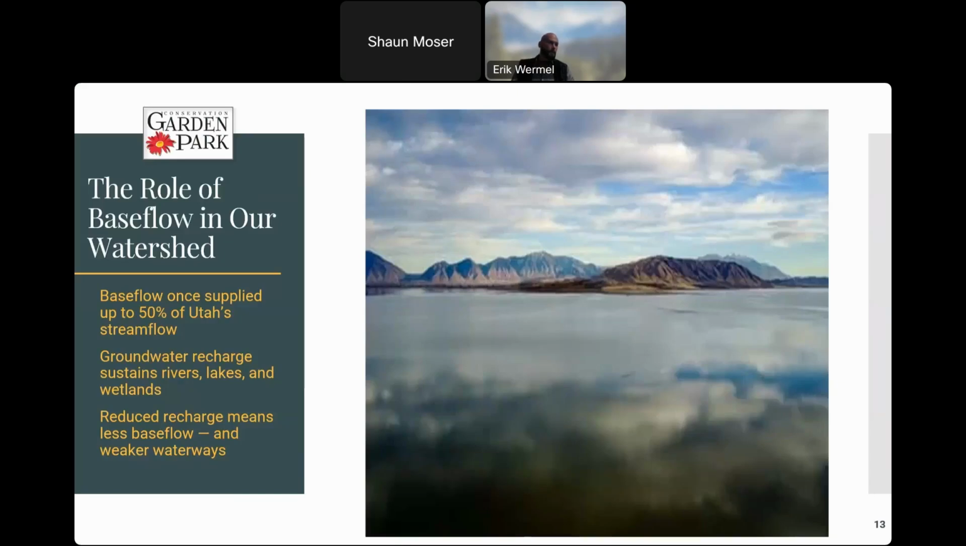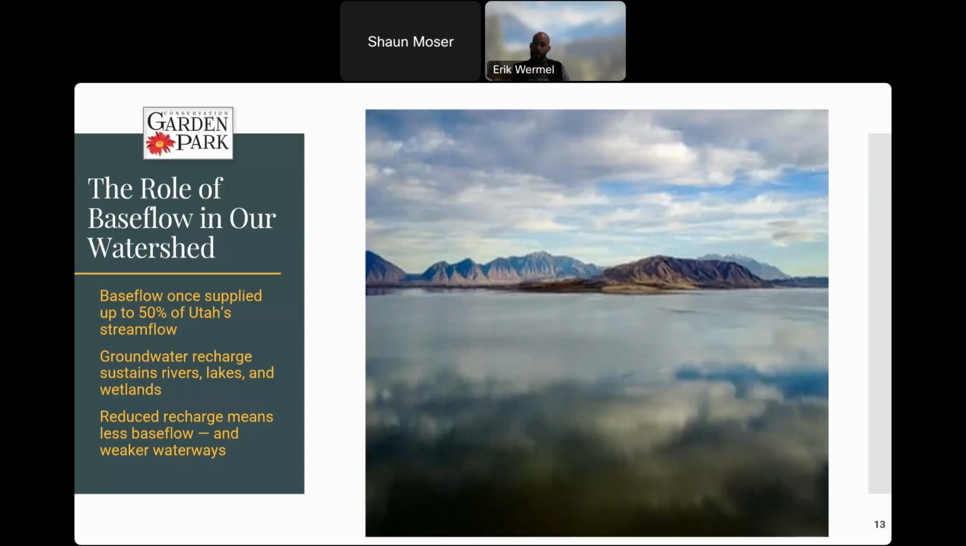So what's the role of base flow in our watershed in particular? Now that we've seen how groundwater supports stream flow, let's talk a little bit about what happens when it disappears. So historically, base flow in our watershed supplied up to 50% of Utah stream flow annually. So up to half was supported by base flow. But as we've built over natural landscapes, we've reduced the ability of water to soak into the ground. And that means less groundwater and weaker streams and systems.